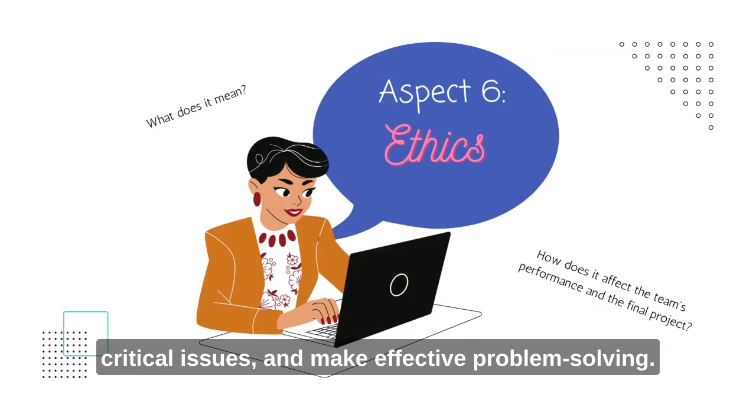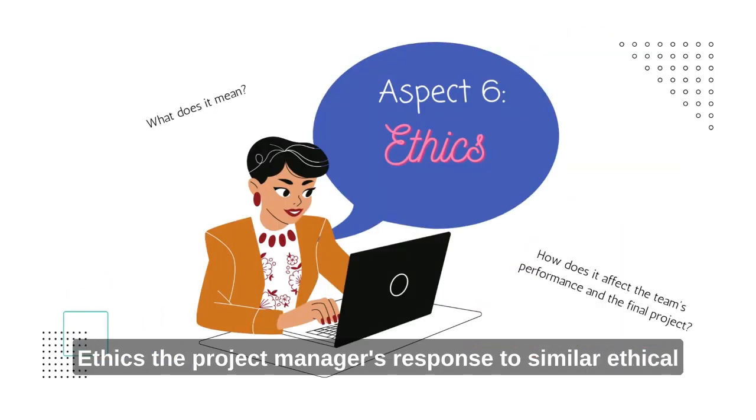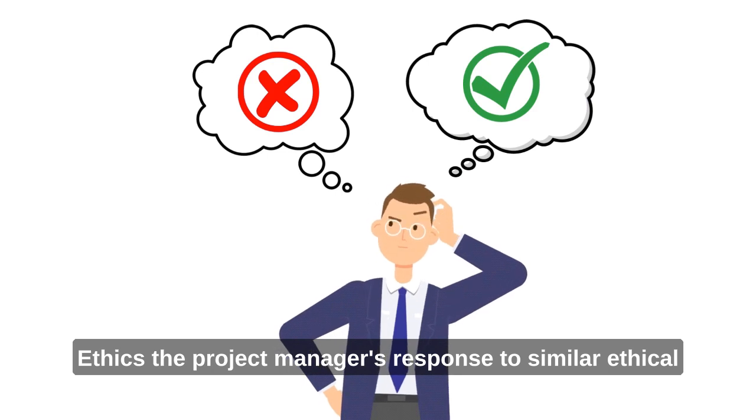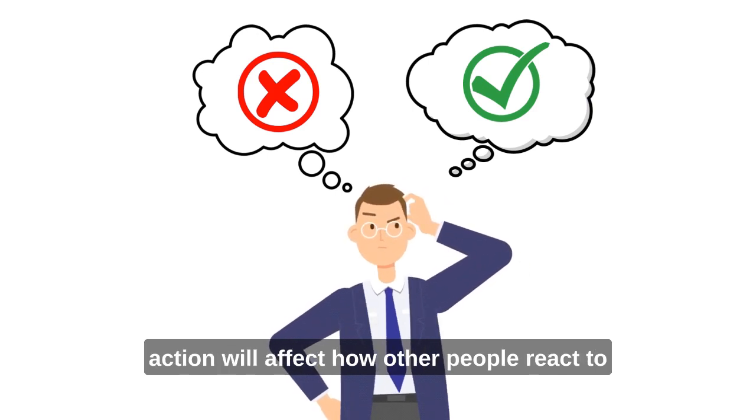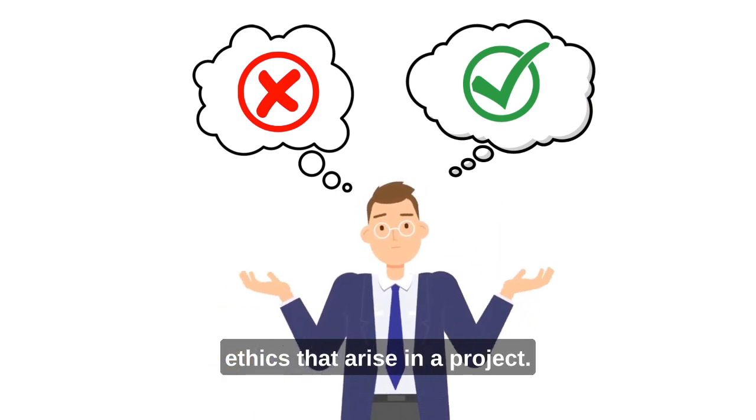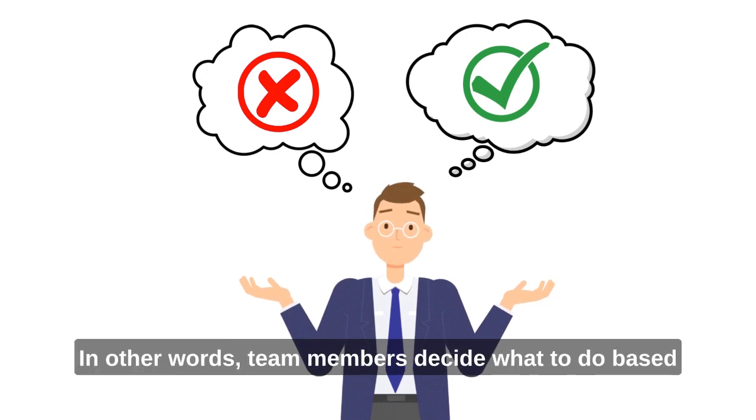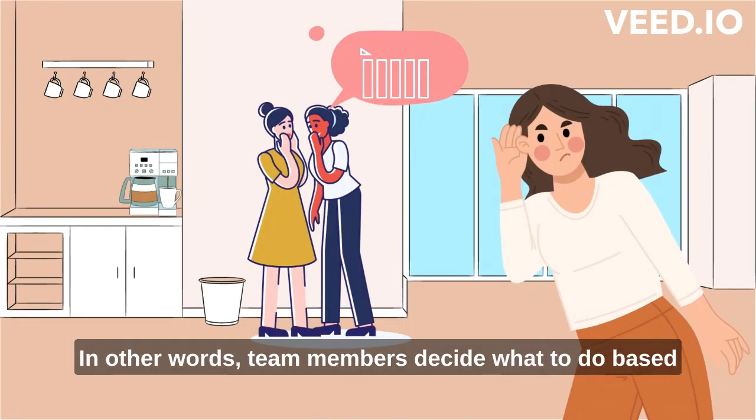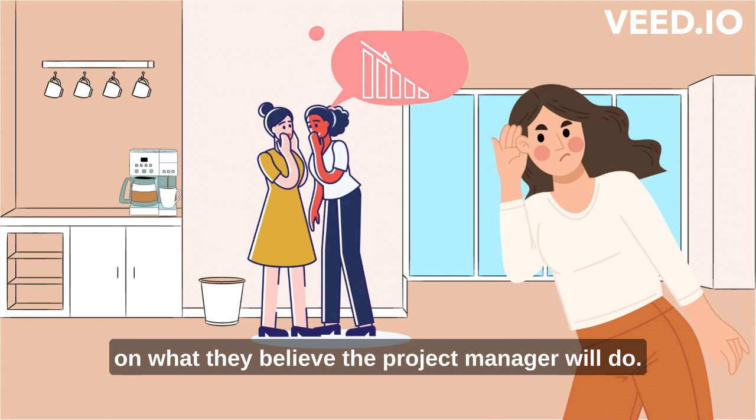effective problem solving. Ethics. The project manager's response to ethical issues will affect how other people react to ethics issues that arise in a project. In other words, team members decide what to do based on what they believe the project manager will do.